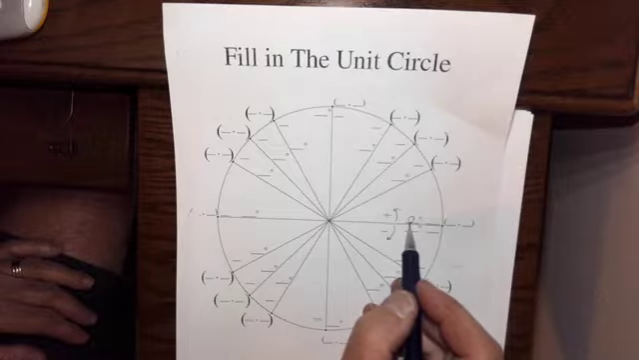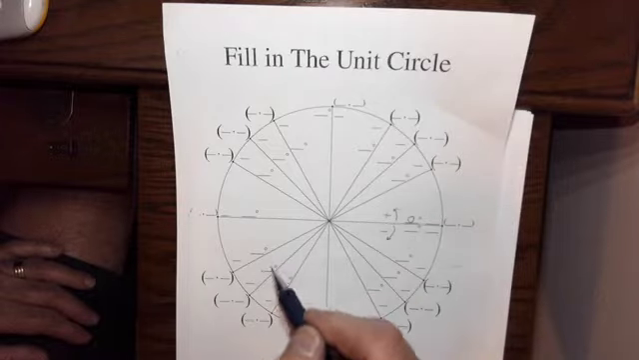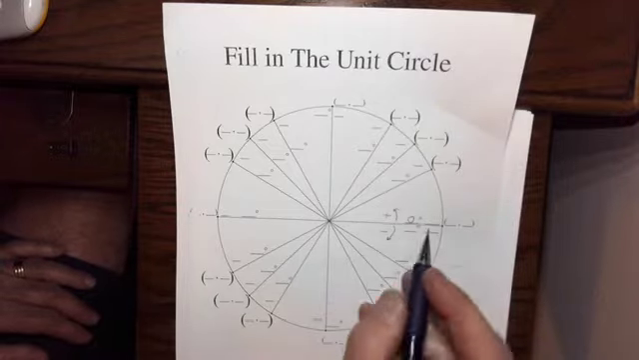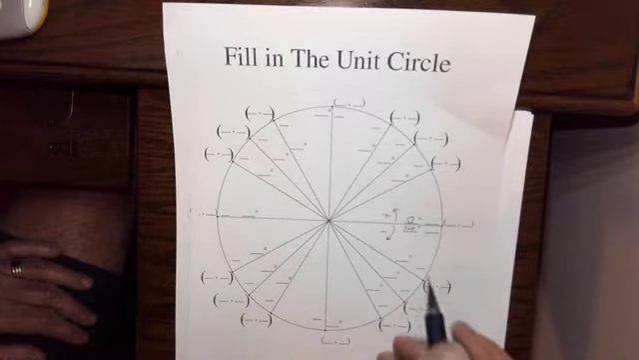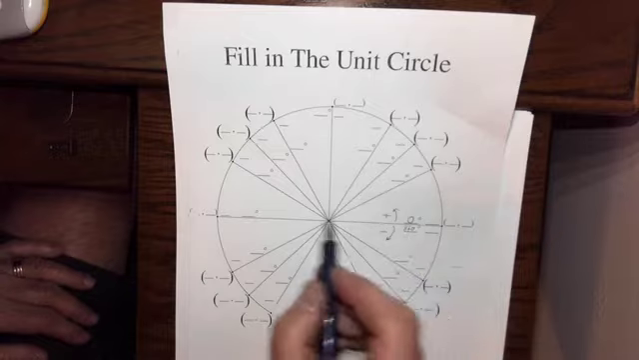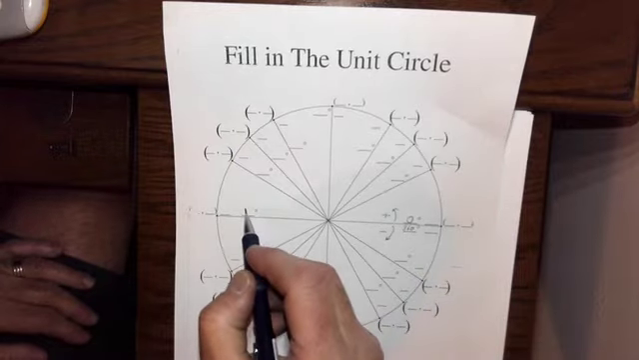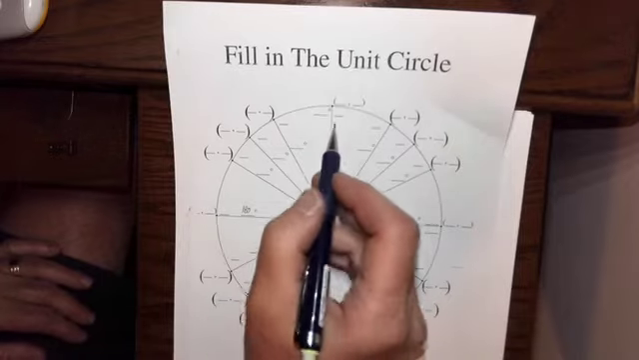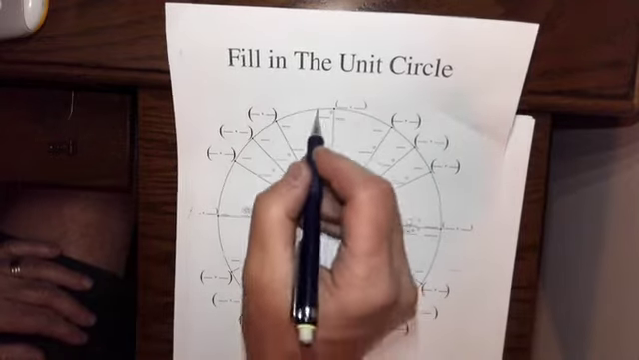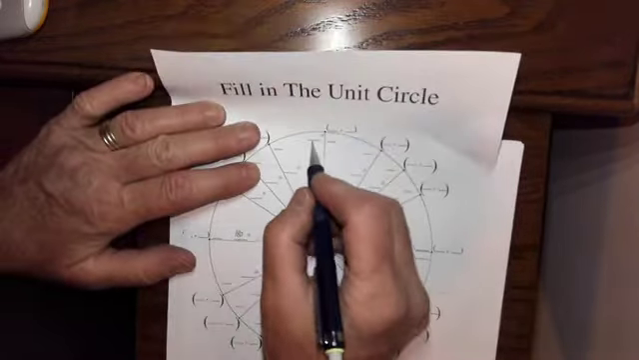If you think about back to geometry, how many degrees in a complete revolution around a circle? 360. So this could also be considered 360 degrees. Half of that then, half of 360 is 180 degrees. This is half of 180, so this is 90 degrees.